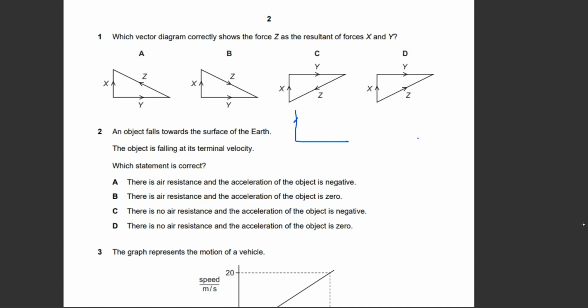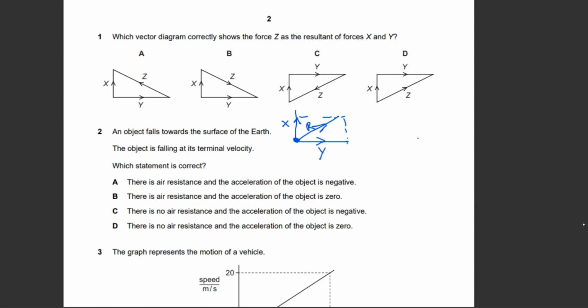If I have vector X and vector Y, if I'm going to use the parallelogram law of vectors, the resultant will come from the point of intersection of the two vectors. So if I complete the parallelogram, the point of intersection of the two vectors is my resultant vector. So this is the resultant vector. That is the parallelogram law.